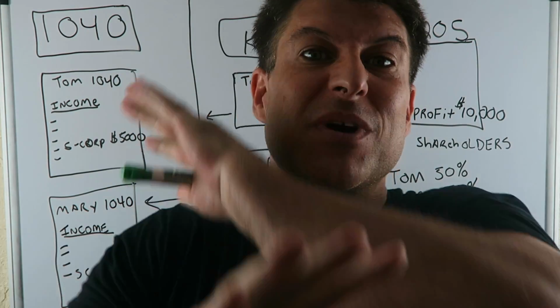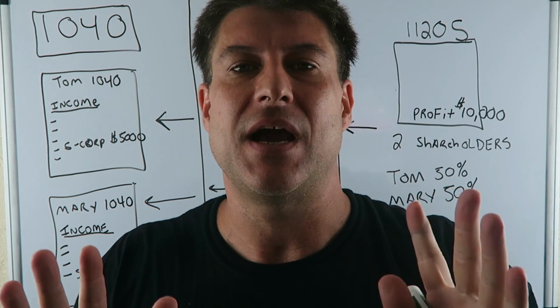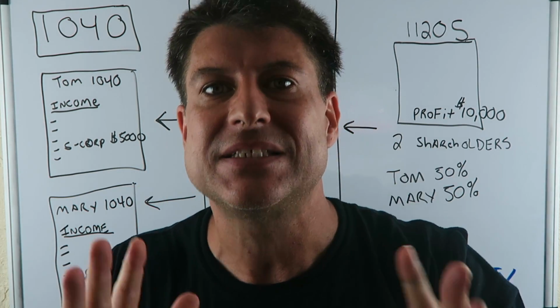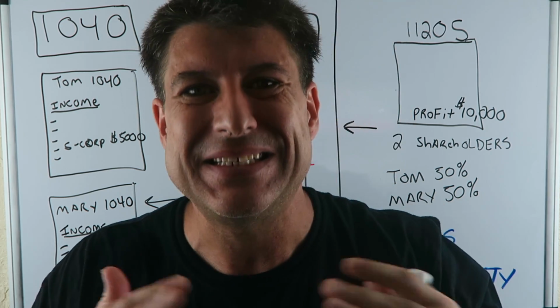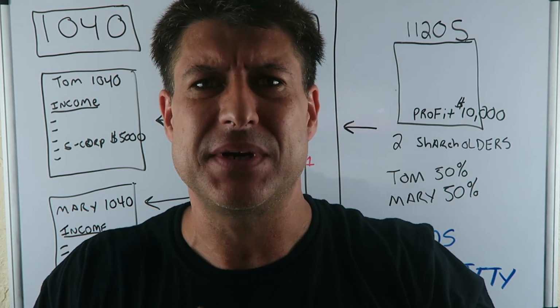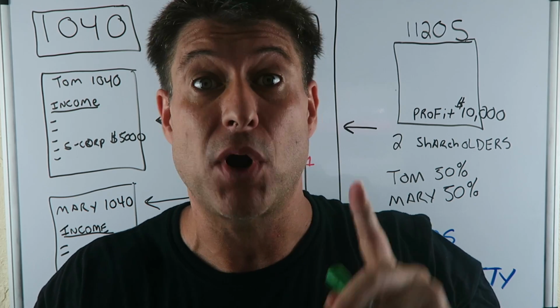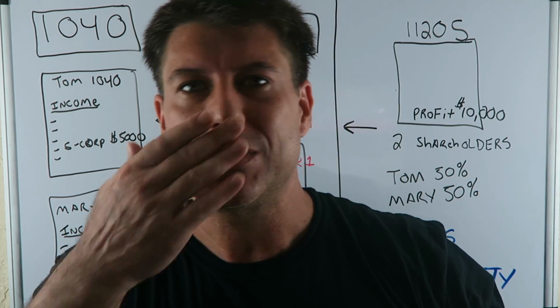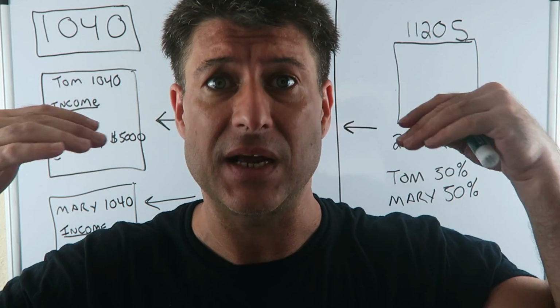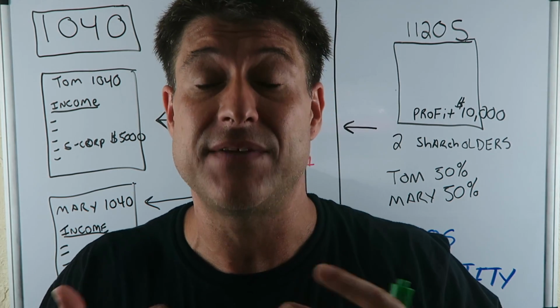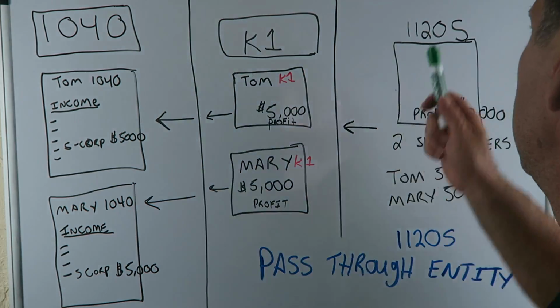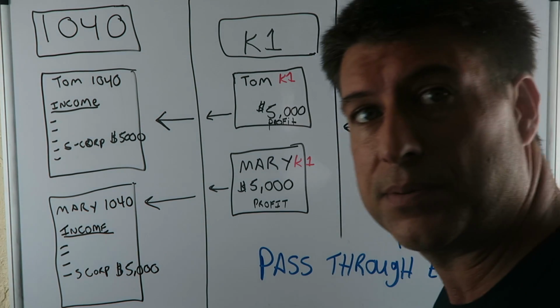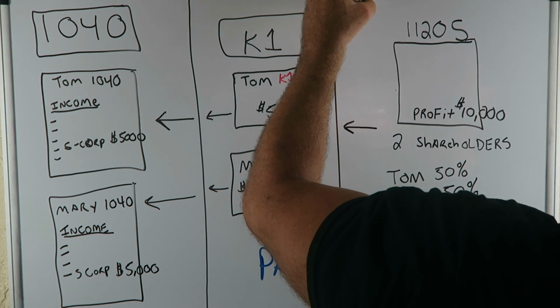Anyway, we're gonna talk about K1s right now. We're just gonna talk about what it is, where it comes from. Now it comes from a pass-through entity. Big pass-through entities are S corps and partnerships. We're gonna focus on K1 from an S corp today, an 1120S. Okay. Now it's called 1120S and S corp. I should have put S corp.